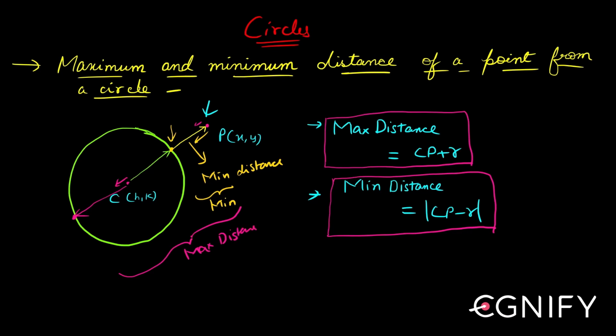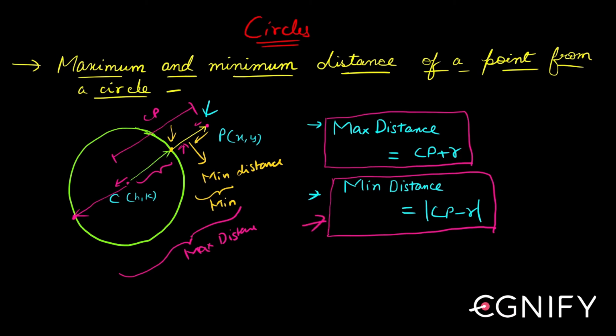So as you can see, for the minimum distance, if I find the distance between these 2 points, CP, and if I subtract the radius from that, I'll be getting this pink arrow. This yellow arrow, right? So minimum distance is CP minus R.